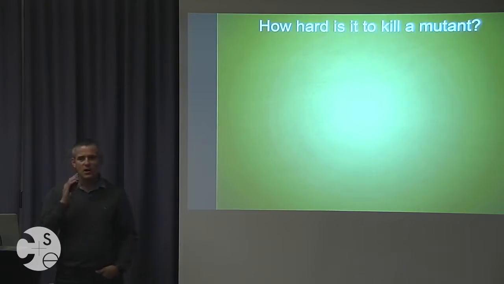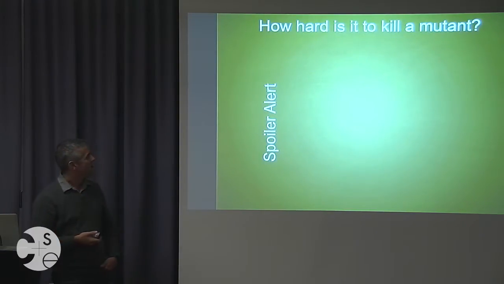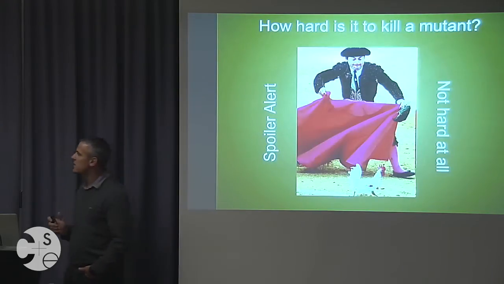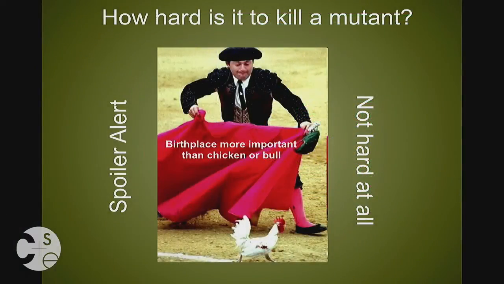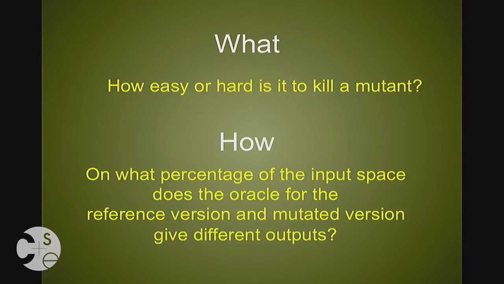Okay, so the question is, how hard is it to kill a mutant? Spoiler alert, turns out it's not all that hard to kill mutants. And what is in fact the case is that where this mutant is born, i.e. where it's seeded, is a little bit more important than whether it's a chicken or a bull that you're trying to do something with. So how do we do this? We look at the percentage of inputs on which the reference version and the mutated version give different outputs, or the same outputs, depending on how you think about it. Okay, that's how we're going to do it.